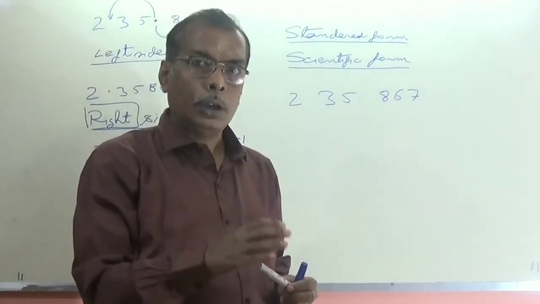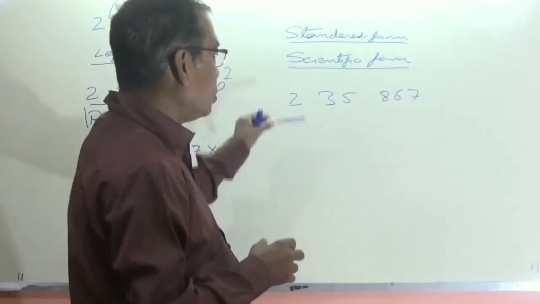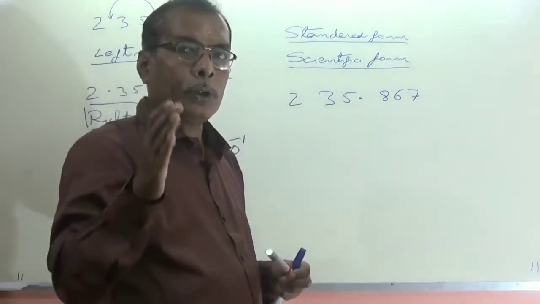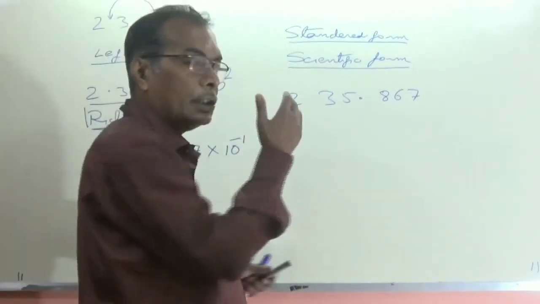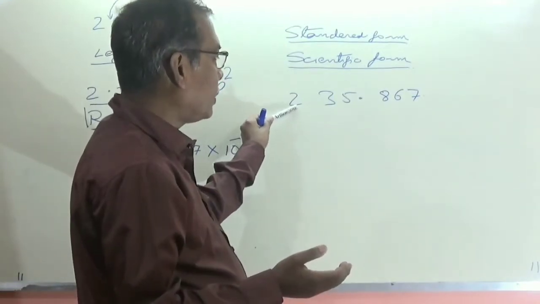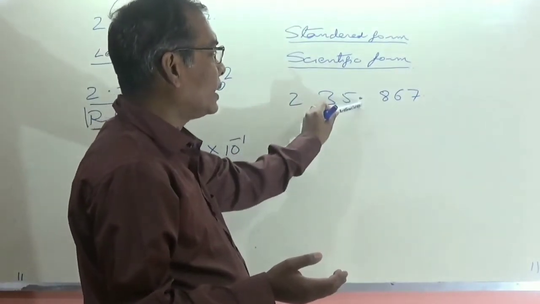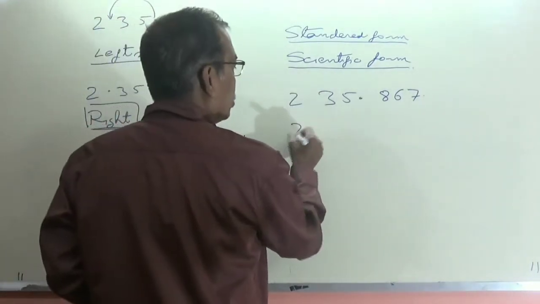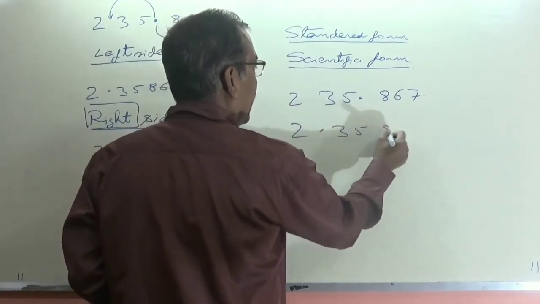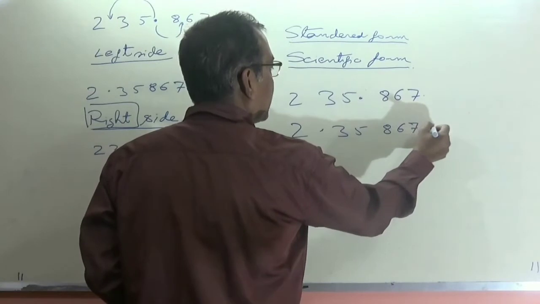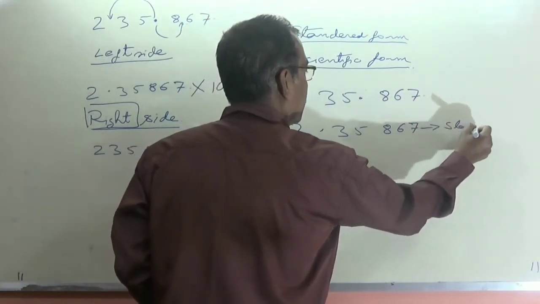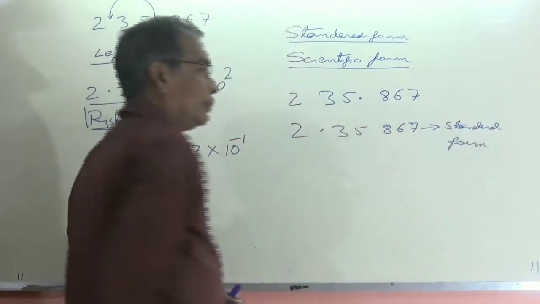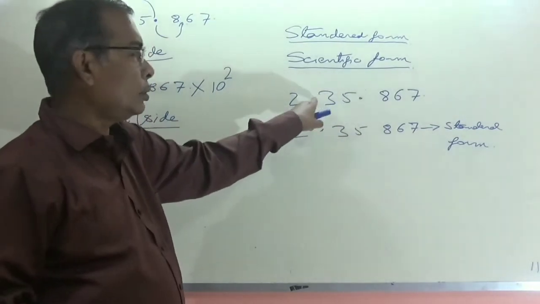Suppose the decimal is here. Then what you will have to do is shift the decimal to after one place of the integer. That is, after one place means the decimal should come here. That is, this decimal will have to take a jump to the left-hand side by 2 digits. Then it will be equal to 2.35867. This is known as standard form. That is, the decimal is coming from here to here.